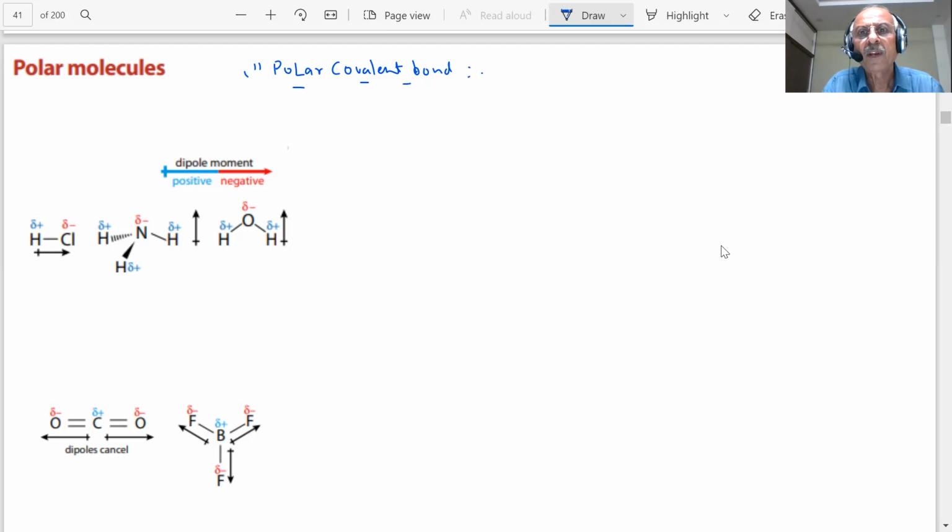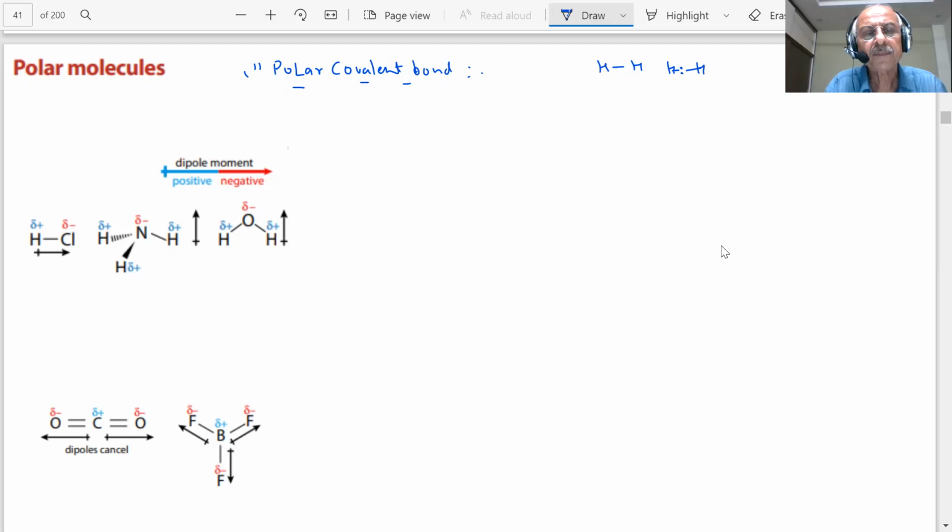If the two atoms are the same, students, for example hydrogen, then the electronegativity is equal. There is an electron pair which is equally shared by the two atoms because the two atoms are the same. But when the two atoms are different, what will happen?